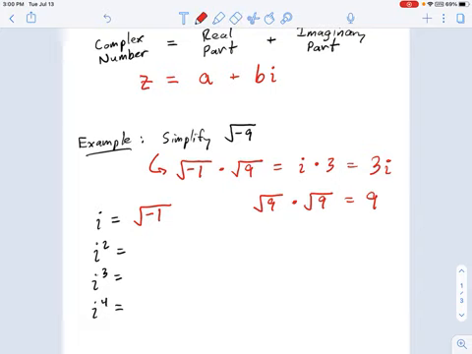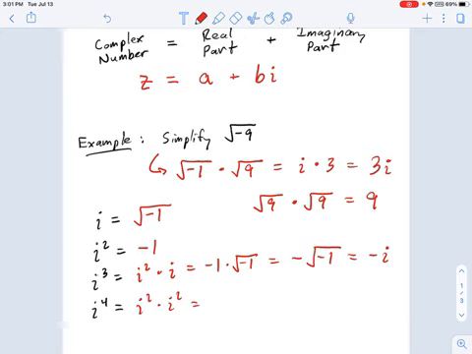So if I square this thing, well, what do I get? I take away the square root and I get negative 1. So i squared equals negative 1 and i equals the square root of negative 1. Now i cubed, I'm just going to say that's i squared times i, right? Which means it's negative 1 times the square root of negative 1, which we would simply write as negative square root negative 1. Or you could also write it as negative i. A lot of people prefer that. And then i to the fourth power, that's just i squared times i squared, which is negative 1 times negative 1, which is positive 1.